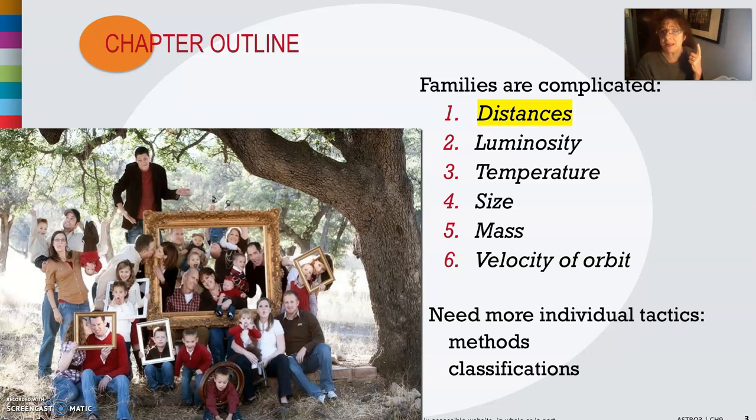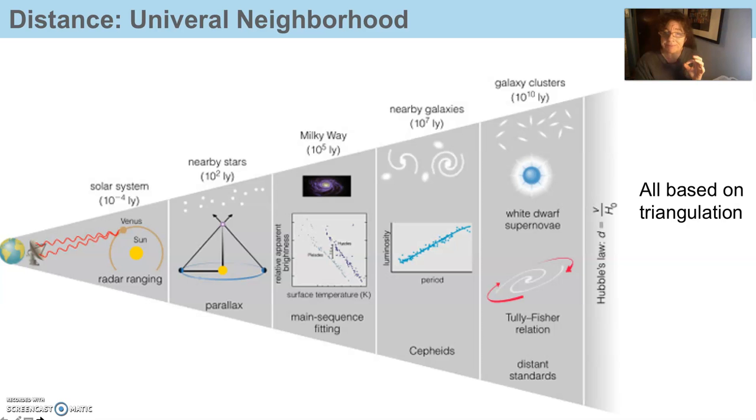We're still going to be studying distances, and a new characteristic called luminosity. We're still going to be studying temperature and size and mass and velocity of orbit. So let's get into distances, because we have some new methods for that.